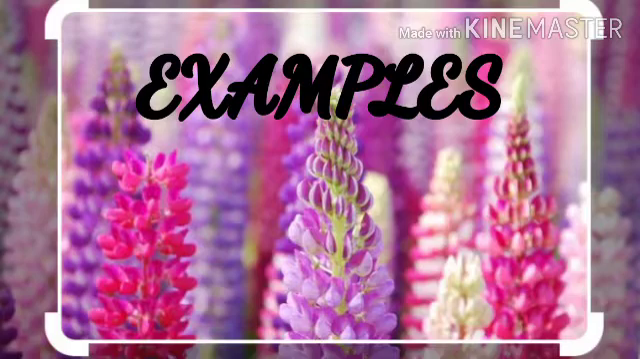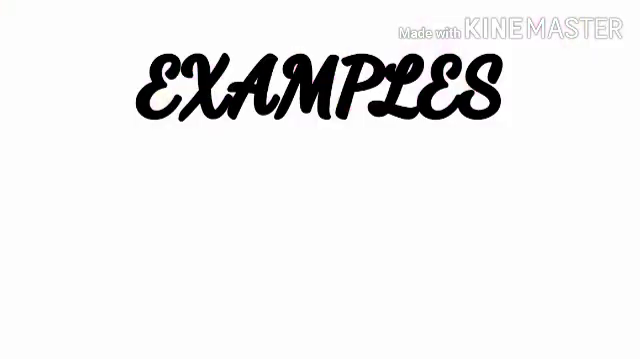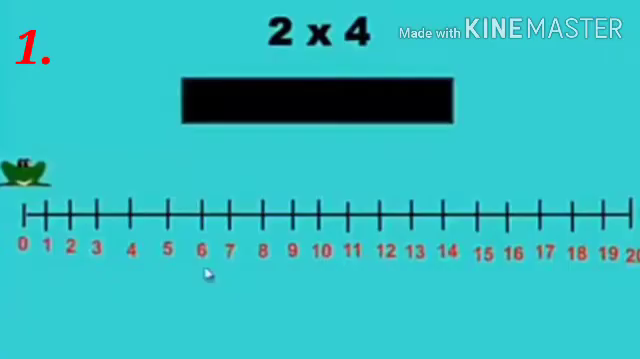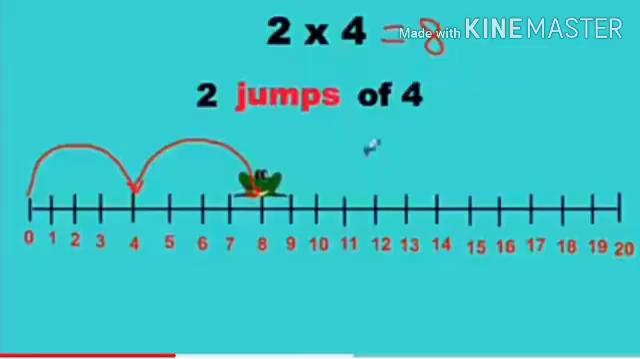Students, let us see some examples. Multiplying 2 into 4. Here the 2 integers are of the same sign. So the answer must be a positive value, and here we have to jump 2 times with a gap of 4. Hence we reach the integer 8, which is the answer of our multiplication problem.